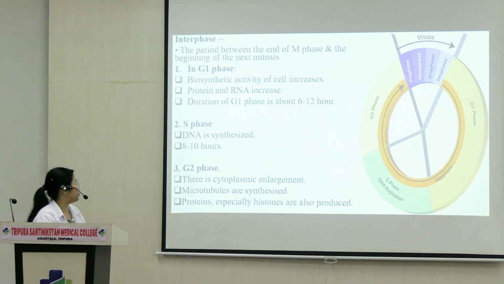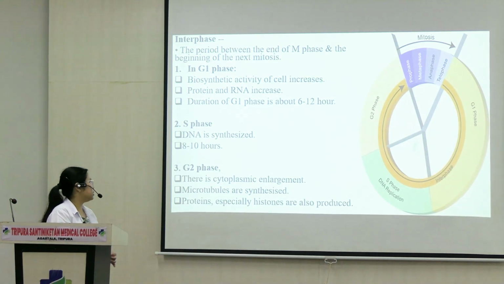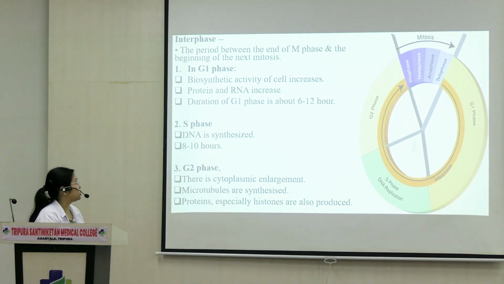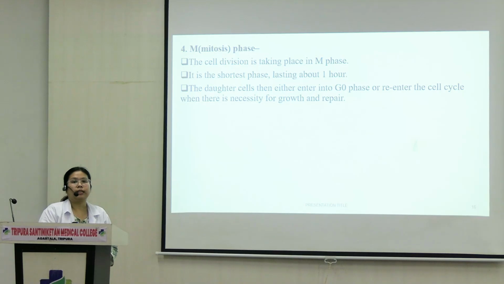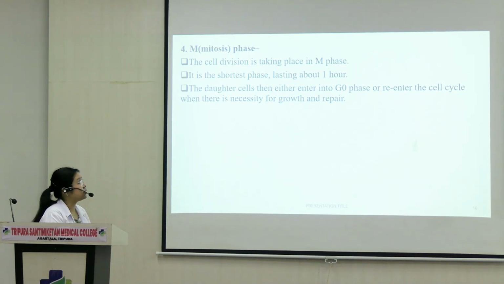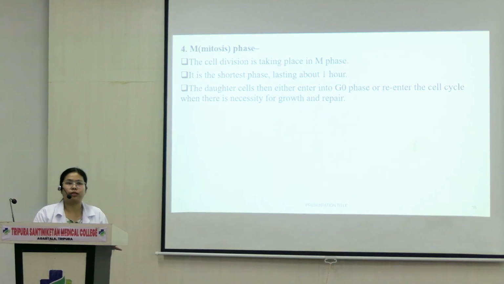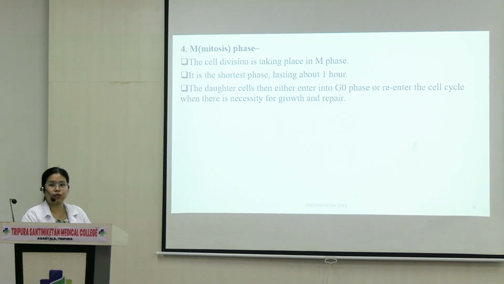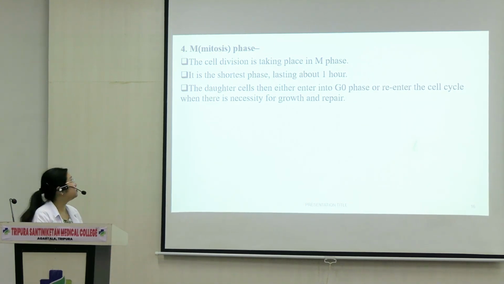Then comes G2 phase before the mitosis. What happens in G2 phase? There is cytoplasmic enlargement, microtubules are synthesized, and histones are also synthesized in this phase. Then comes the mitotic phase, where cell division actually happens. In mitotic phase 2 daughter cells are produced. It lasts for about 1 hour, and after mitosis, either those cells that are not well and need repair will go into G0 phase, or they'll enter into the G1 phase, the next cycle.